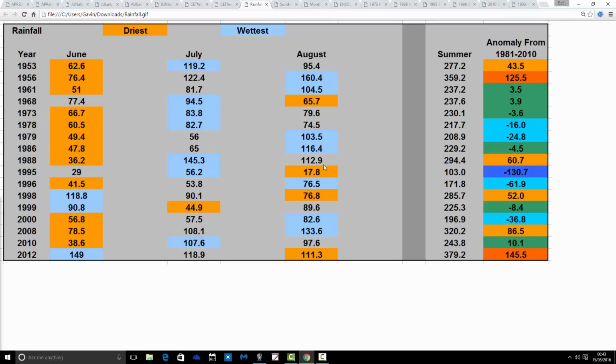They very often come out below the 1981 to 2010 average, and they very often tend to have drier conditions in June and then wetter conditions in either July or August. Tends to come out as the wettest month of those summers.